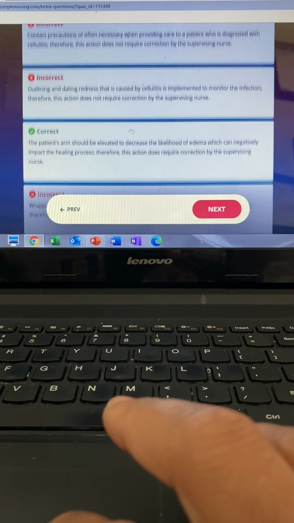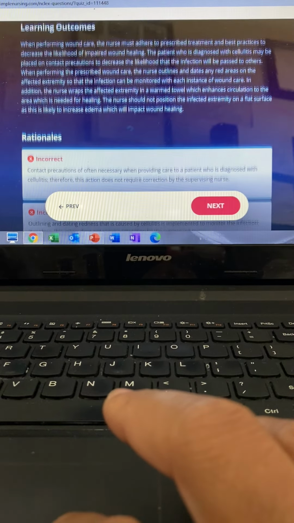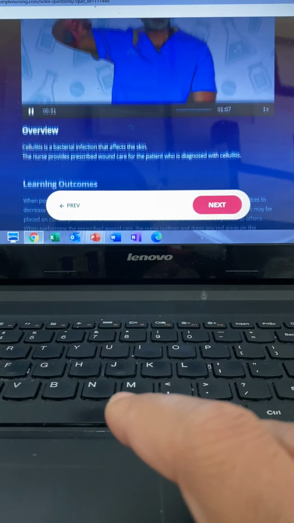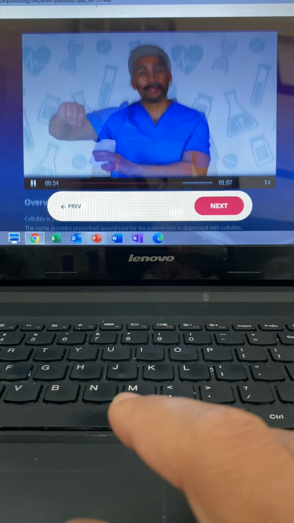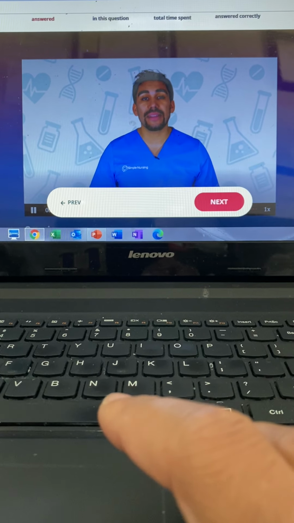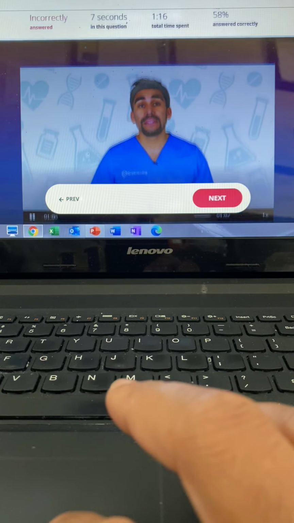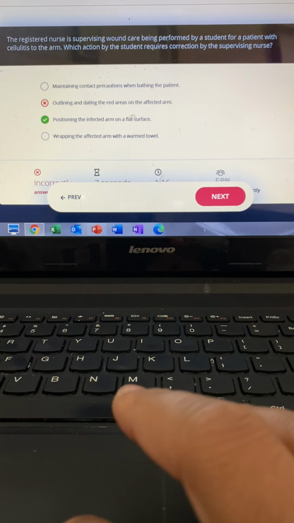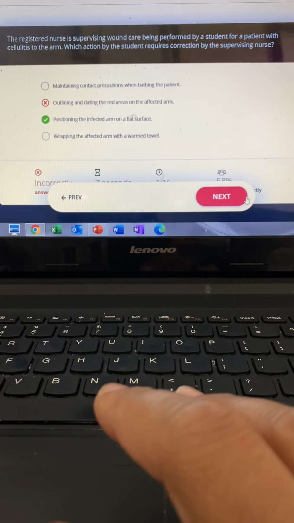Now option number 3, we have to choose here. Guys, putting the arm flat increases edema. Remember, cellulitis, we have to lift the arm here. So option number 4, we have to skip. Guys, warm towels vasodilate, which actually brings healing to this affected arm here. Okay, that wraps it up. For more details and test tips, please see the rationale below.